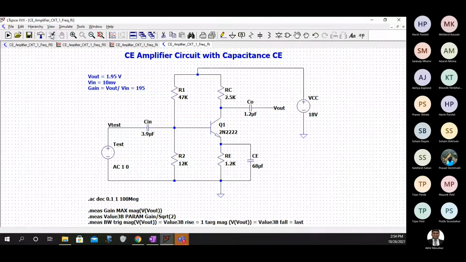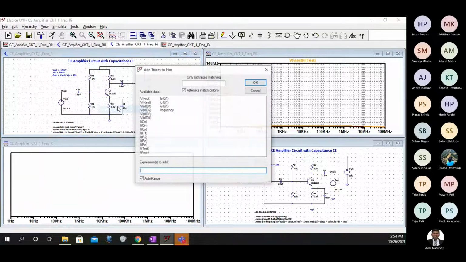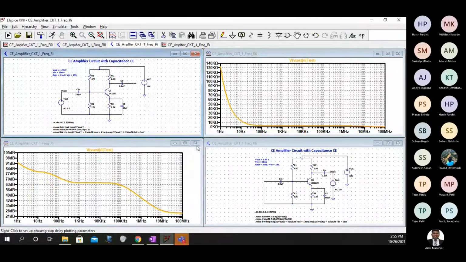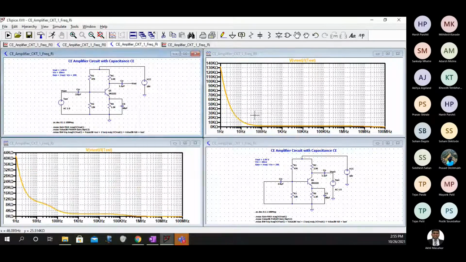So run this and now add trace, but you want Vtest divided by I test. And I just remove this, and here this has to be in linear. So when you say linear, it will come in kilo ohms. So yes, you all should now plot this. Okay. So we plotted input impedance, output impedance, everything.